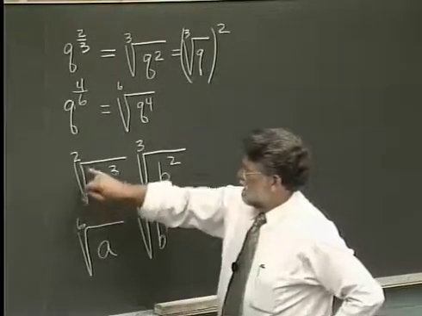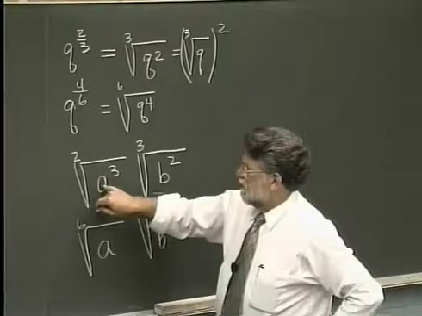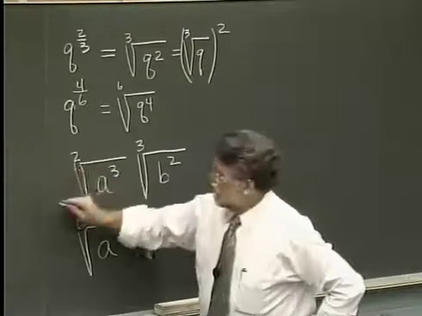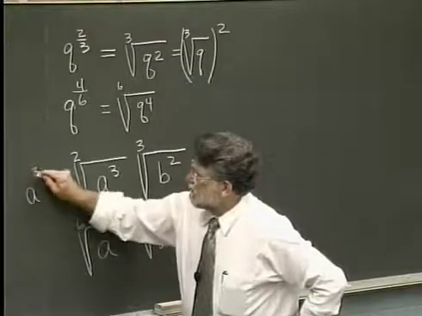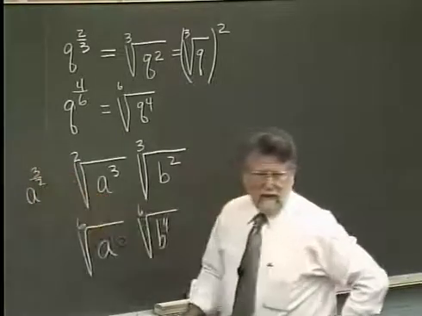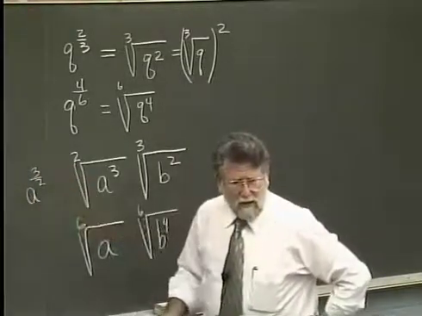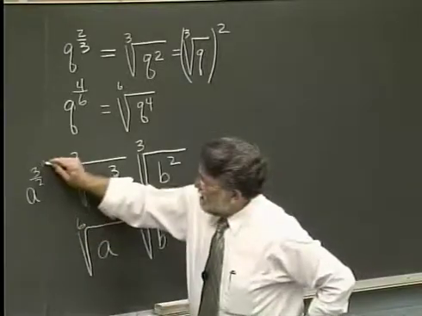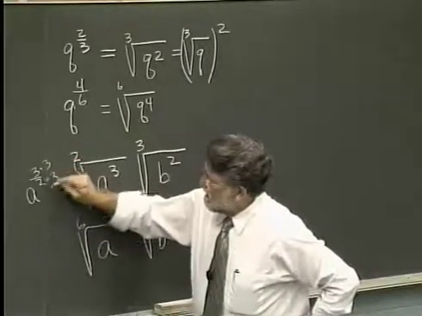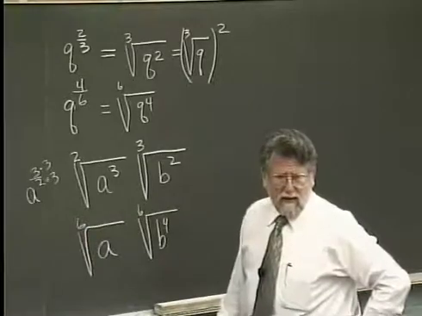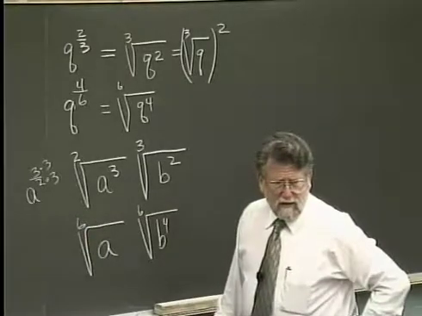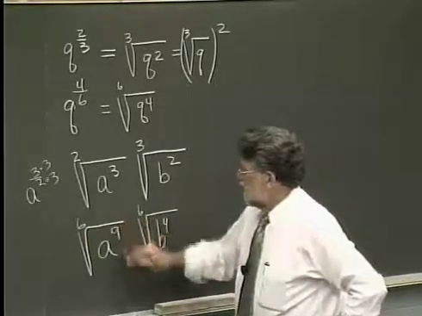Okay, let's look at this. This was a to the what? 3/2. That's understood. So I have a to the 3/2. So I want to have something with the 6 down here rather than a 2. So I multiply here by 3 and here by 3. So I'd have a to the 9th over 6, 9/6. So this is a to the 9th.